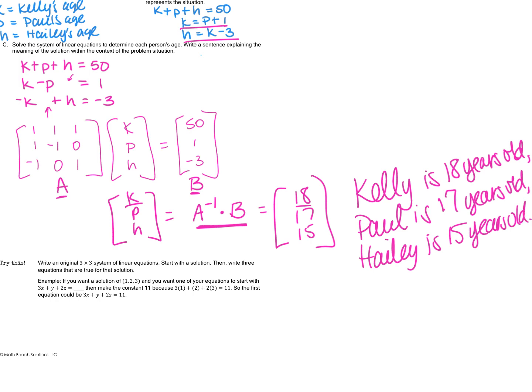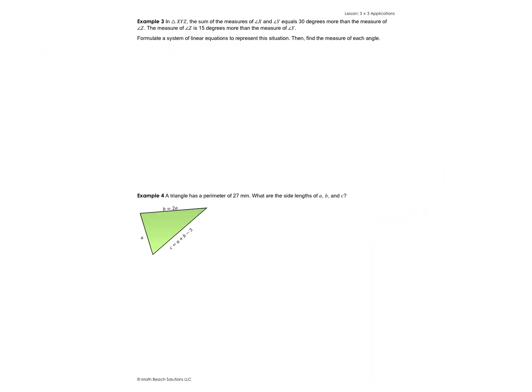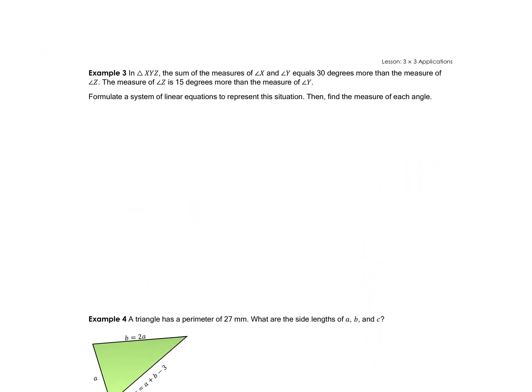So that's using a matrix equation, uses inverses. So that's just another way of solving it. You could have also set up an augmented matrix and then used reduced row echelon form. And then you could have also done substitution or elimination. You should get the same solution no matter what method you choose. Okay, flipping over. All right, example 3.